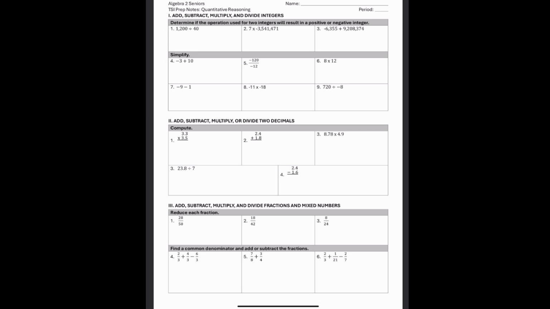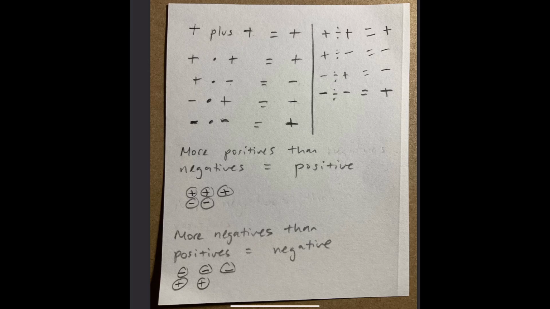So for the first three problems, we're going to determine if the operation used for two integers will result in a positive or negative integer. Basically, that means we look at the signs, and then based on the operation used, will that give us a positive or negative number? So what I have here is a little cheat sheet that I made to help us determine if the operation used for two integers will result in a positive or a negative number.